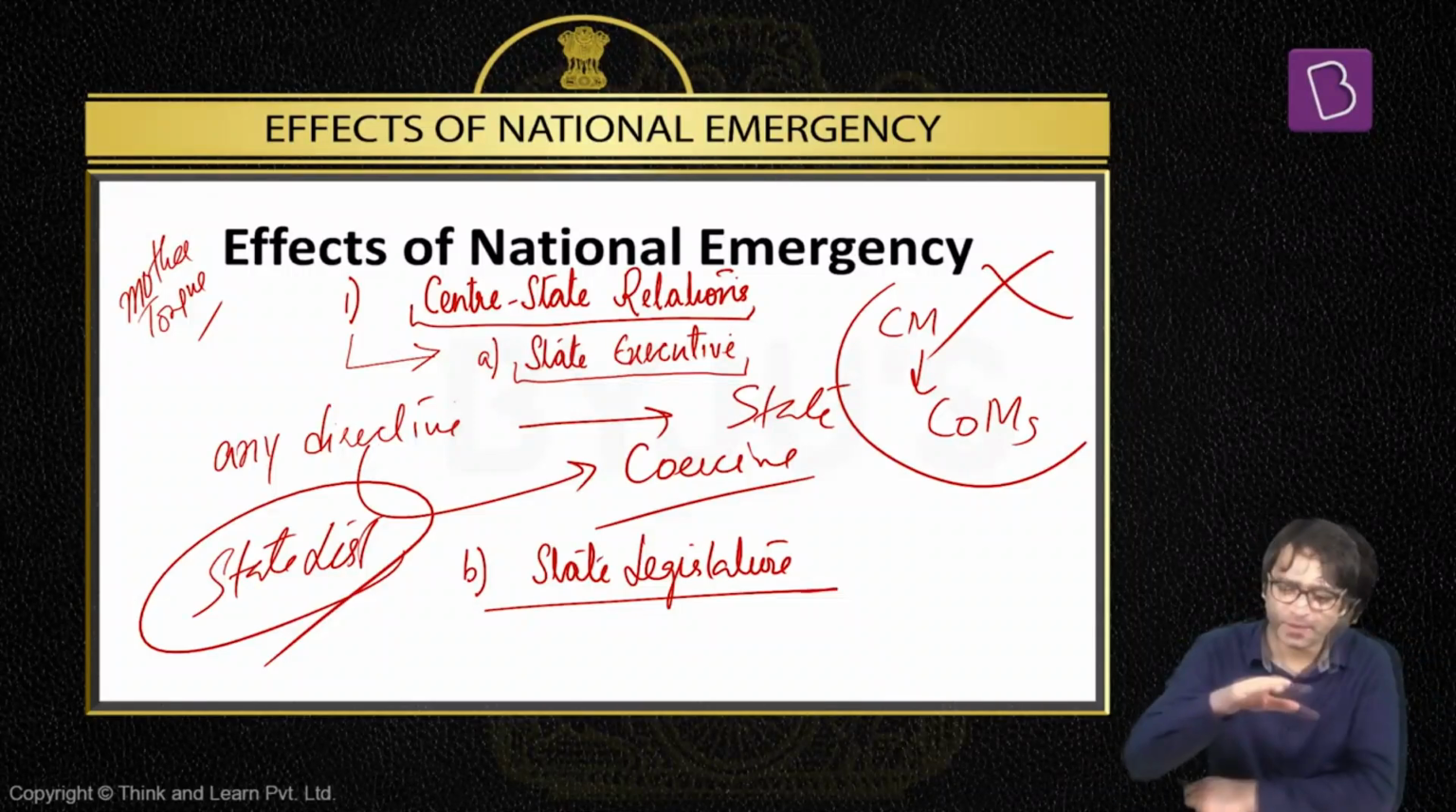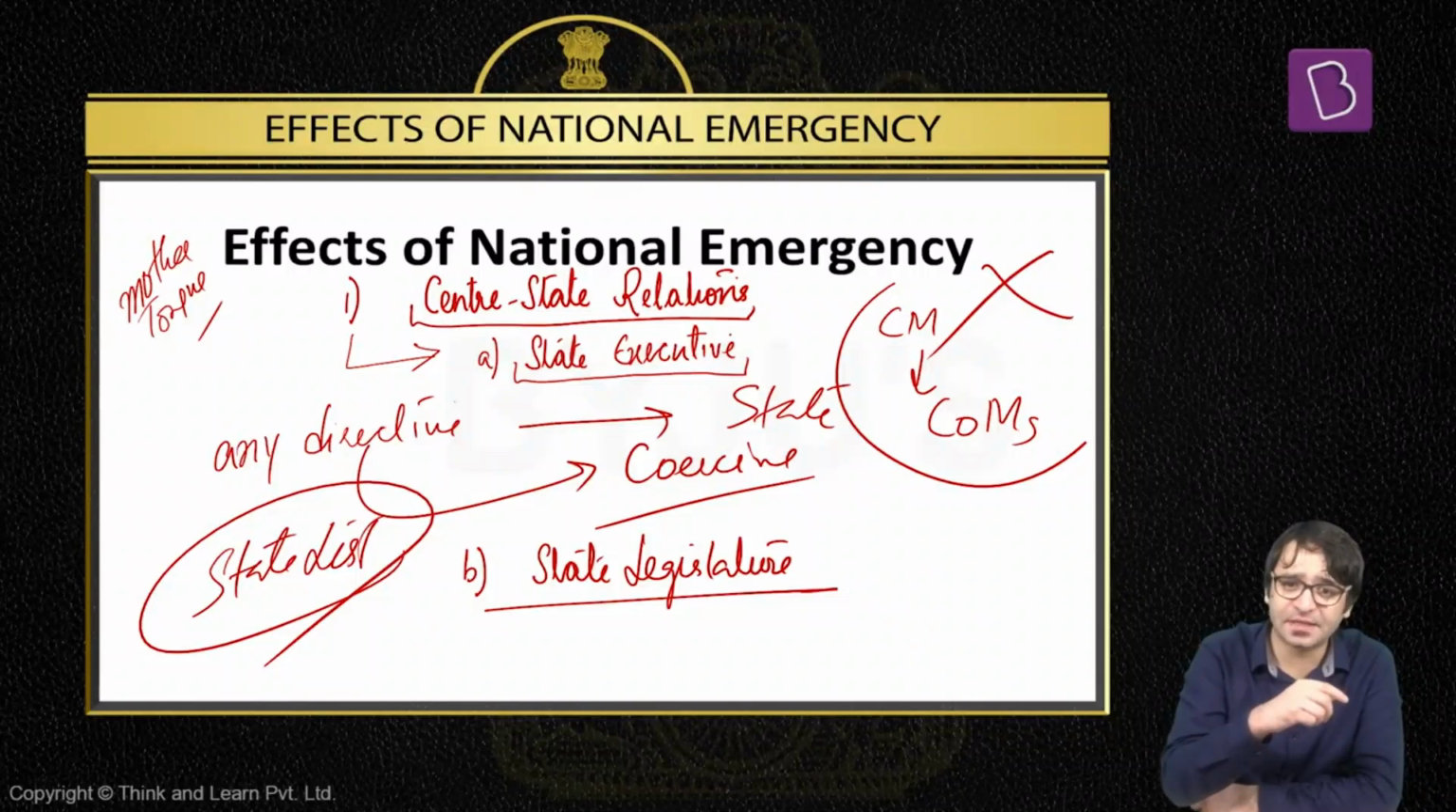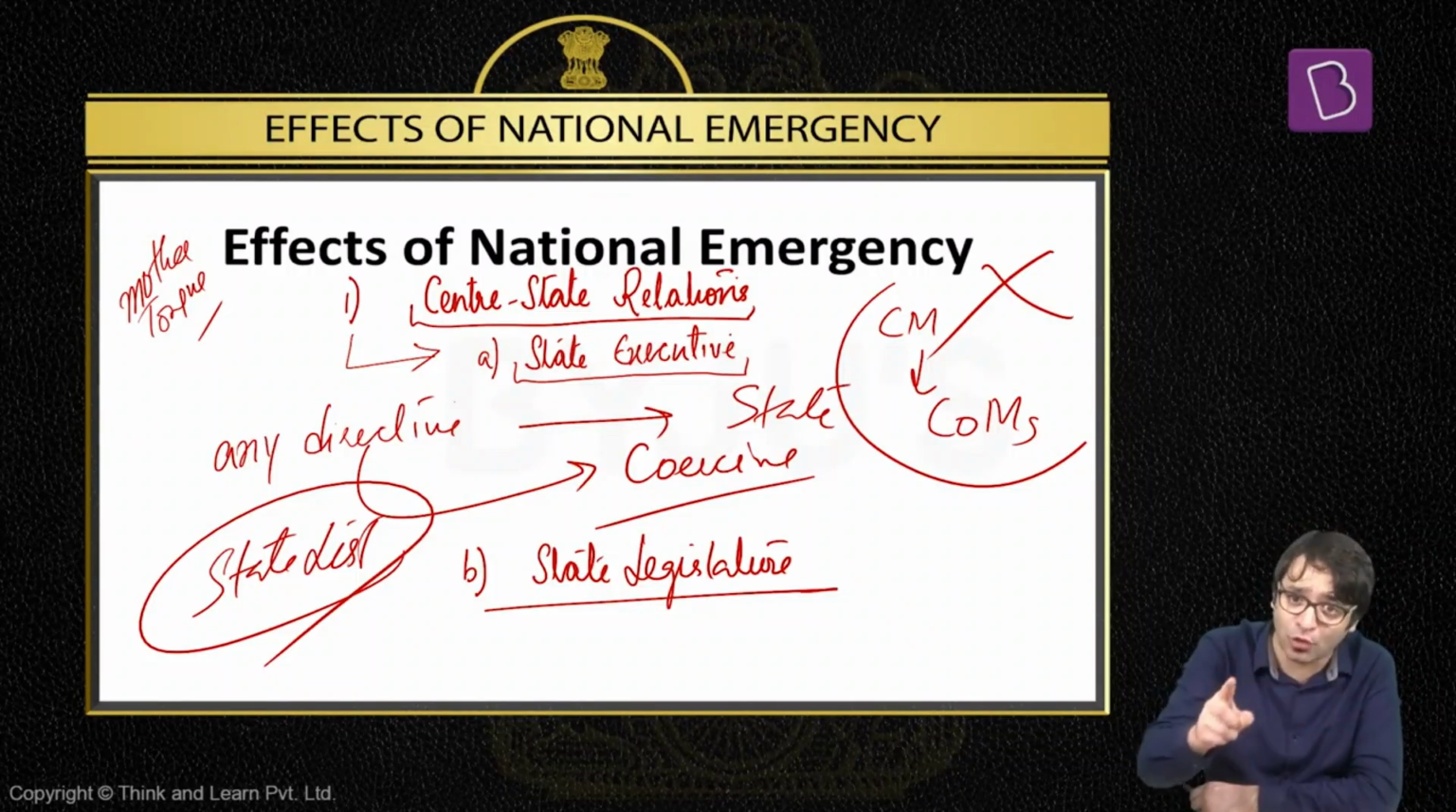One more interesting point. Parliament assumes the power to legislate on any item mentioned in the state list. What if parliament is not in session? For that we have discussed that president can proclaim or promulgate an ordinance under Article 123 of the Constitution for a particular state also during national emergency.